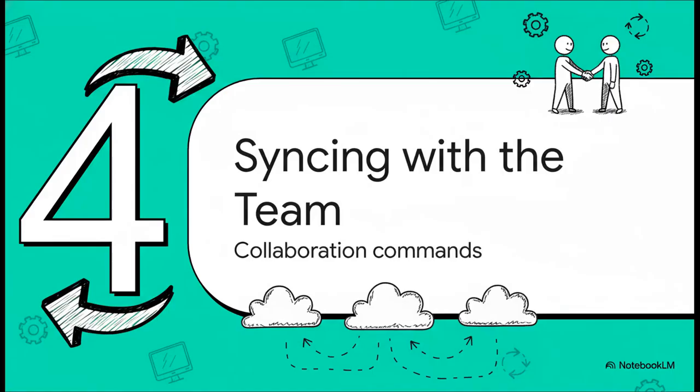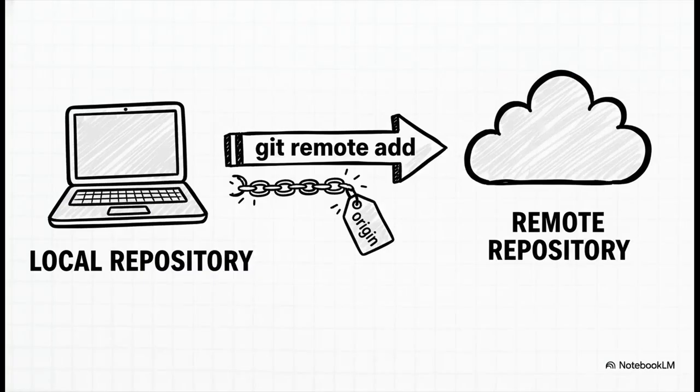Okay, that brings us to section 4, syncing with the team. We get the idea of push and pull, so now let's look at the actual commands you'll be typing to make all this collaboration happen. The first thing you need to do is connect your local project to a remote one. You do that with the git remote add command.